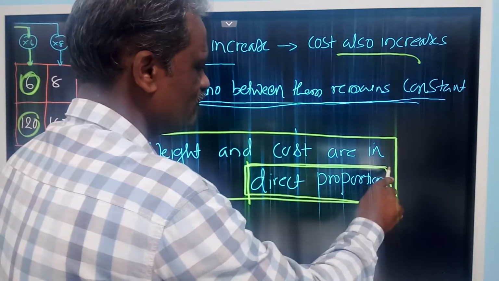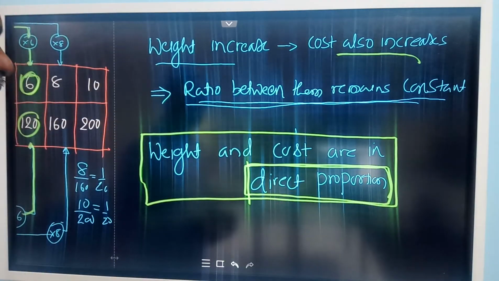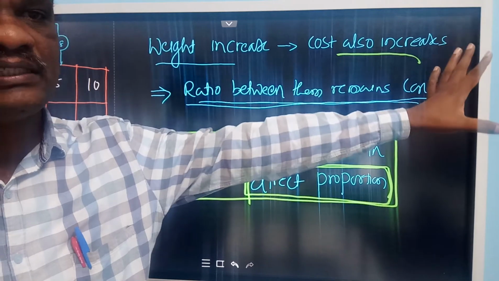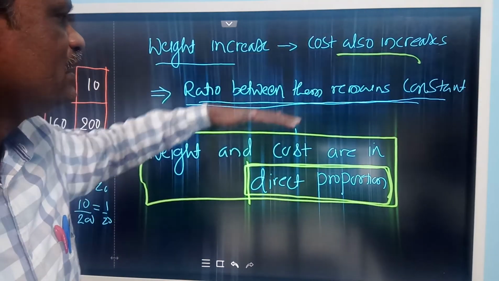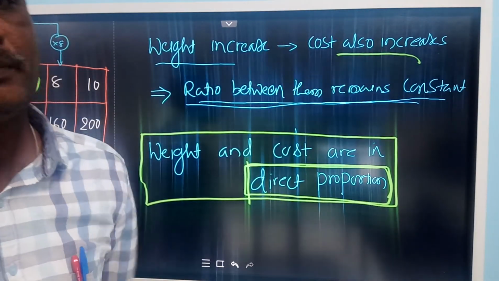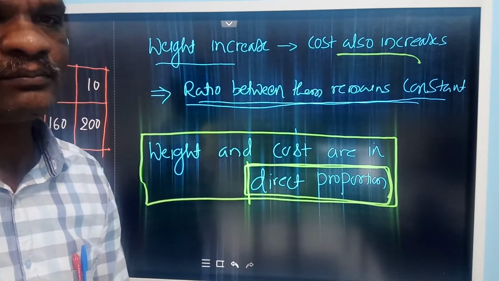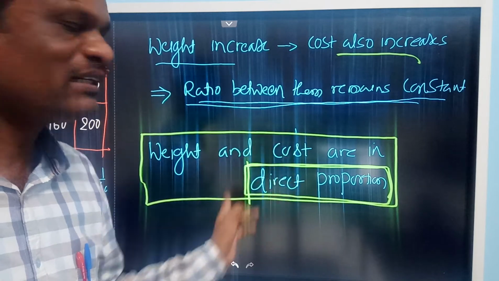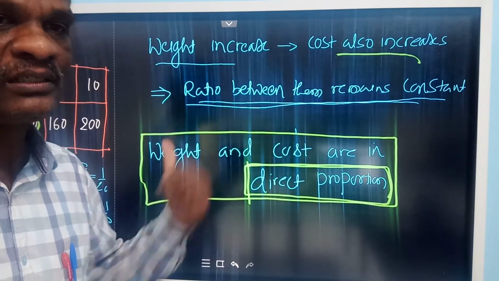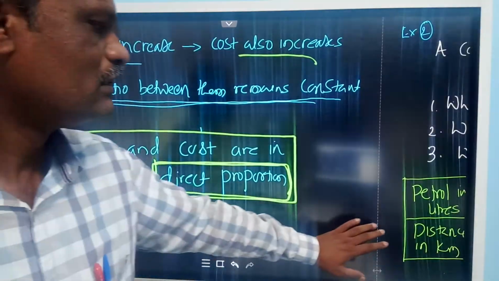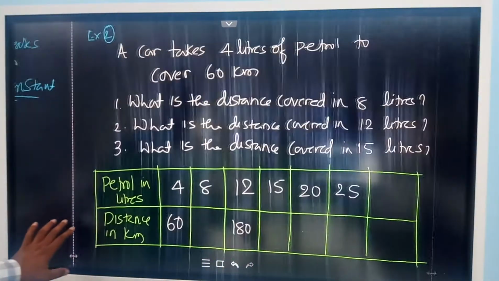This type of change we call direct proportion. Two things you keep in mind. If one quantity increases, the other quantity also increases, and the ratio between them always remains constant. Such a relation is called a direct proportion. We say that the weight and cost are in direct proportion for this particular situation. Is it clear? Yes, sir. Now you see one example here.